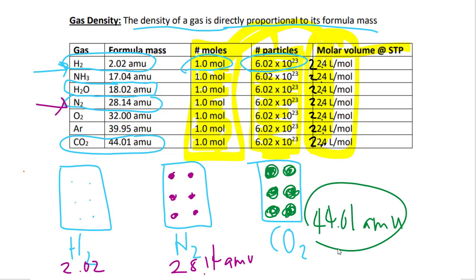Just look at the size of these particles. It would be like if I said I had 6 basketballs in a container versus in another container I had 6 marbles. I still have the same amount. I have the same number of particles. I'm in the same space, but my mass is different. So therefore the density would be different.